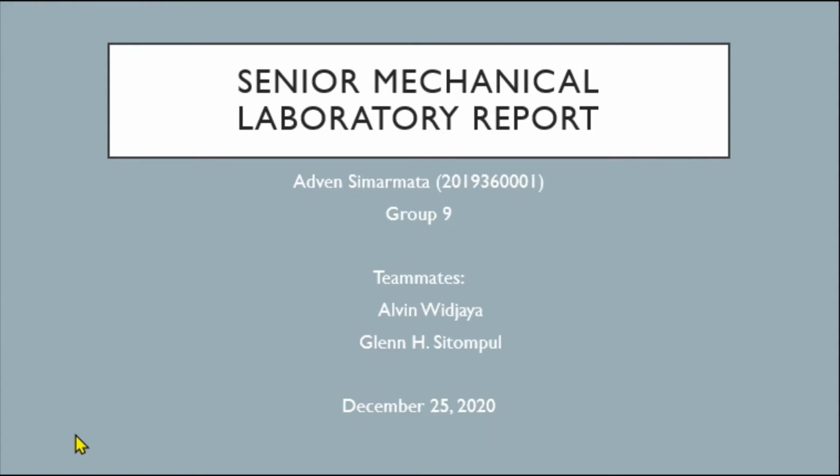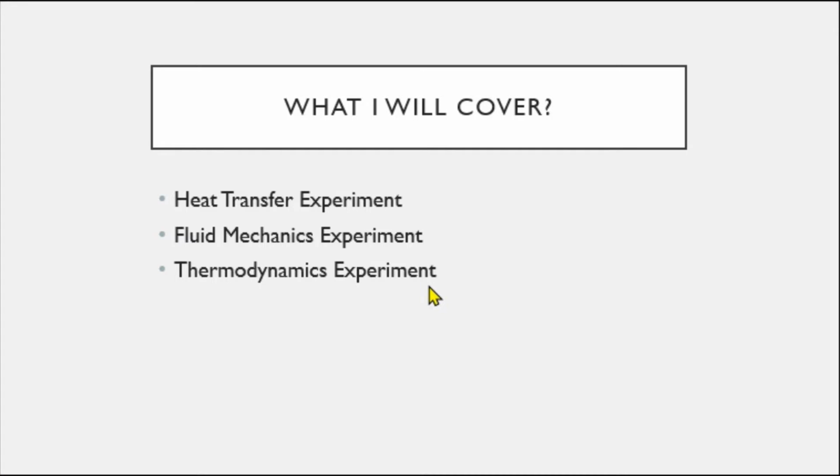In this video, I will present a report of the experiments that I have done in senior mechanical laboratory class. I am from group 9 and my teammates are Alvin and Glenn. There are three subject areas that were learned through the experiments, which are heat transfer, fluid mechanics, and thermodynamics. And there was one experiment for each subject area.